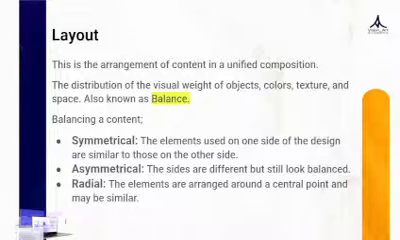So you just need to understand how you can balance your design. Either symmetrical or asymmetrical, it must be balanced. Then we have the radial. The radial is where the elements are arranged around a central point and may be similar. So if you are doing a project that is in a circular form, a circular view, that is a radial.